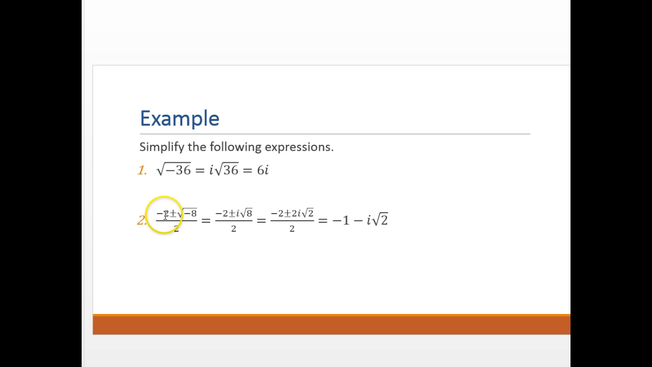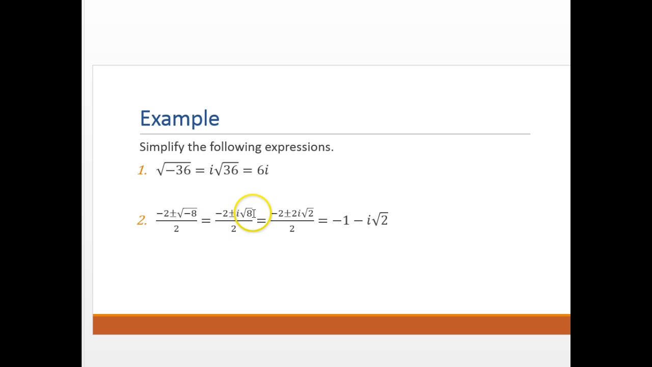I have an answer, negative 2 plus or minus the square root of negative 8, all over 2. Again, I have the negative inside my radical. So the square root of negative 8 simply becomes i square root of 8. So negative 2 plus or minus i root 8, over 2.